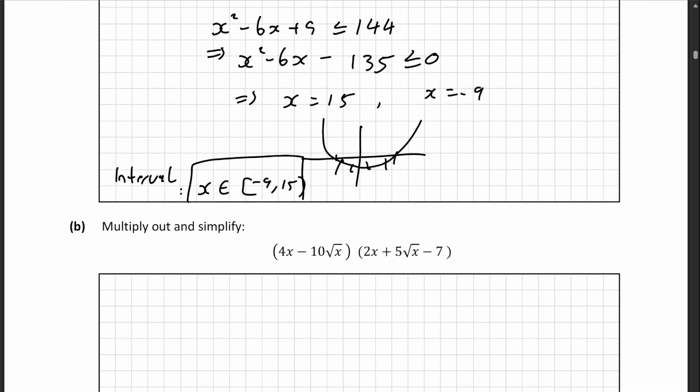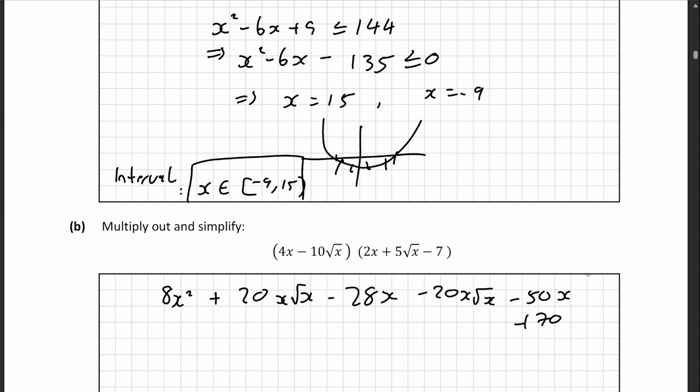Okay. Multiply out and simplify. Okay, 4x by 2x gives us an 8x squared. 4x by plus 5x is plus 20x root x. And take away 7, so minus 28x. Then minus 10 root x by 2x is minus 20x root x. Then minus 50x. And then plus 70 square root of x.